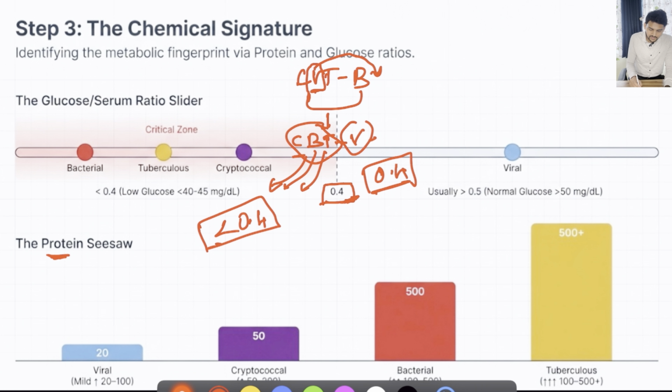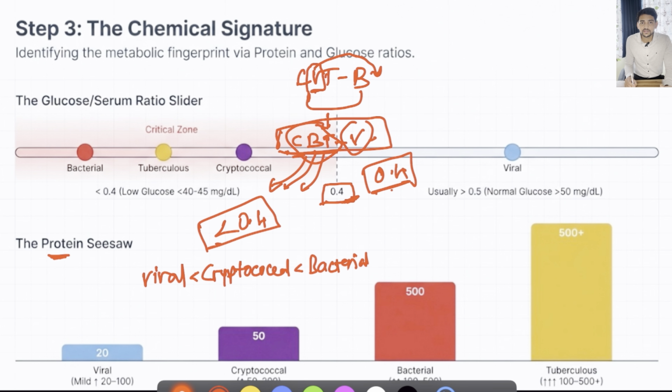Next point we have to focus upon is the protein levels. Just now I mentioned that when we compare the immunological fight across all of these infections, the extent of fight is lesser in viral compared to cryptococcal, and lesser in comparison with bacterial, and the fight is more severe in tubercular meningitis. So what does it mean? Our body will be recruiting more immunological chemicals like antigen, antibody to clear it if it is tubercular meningitis.